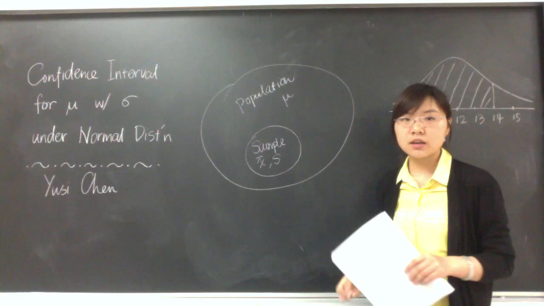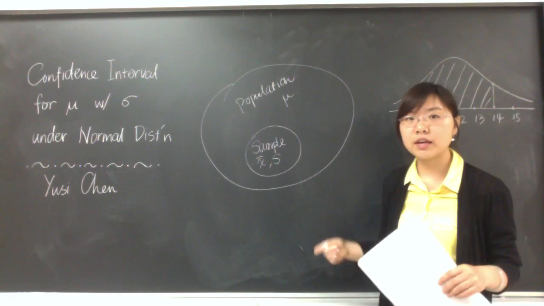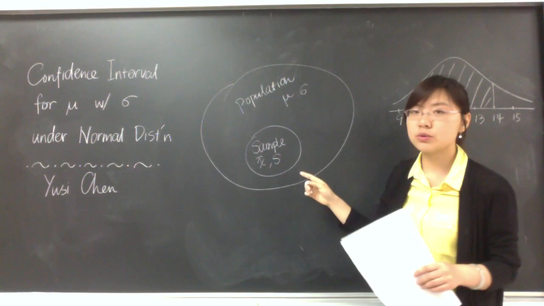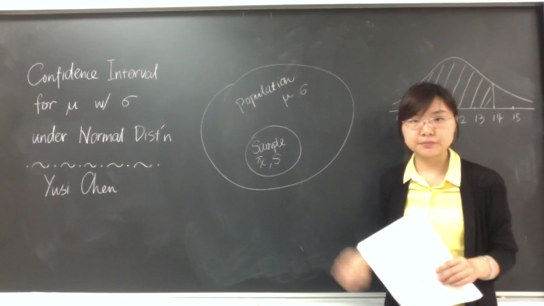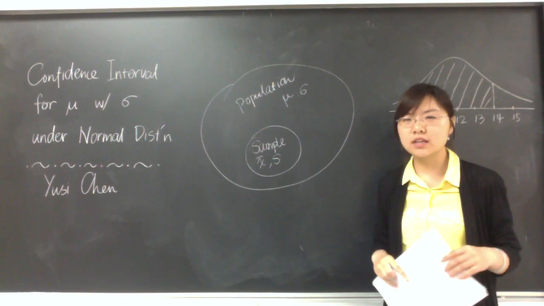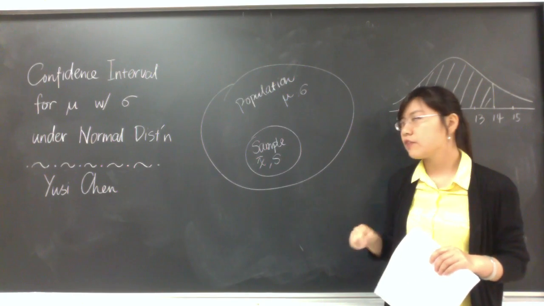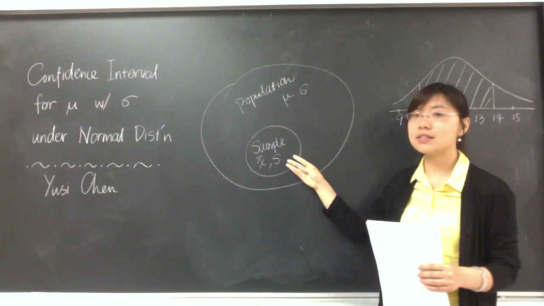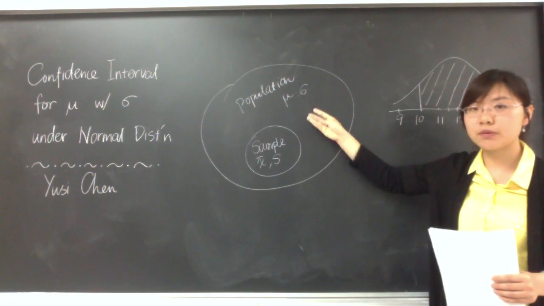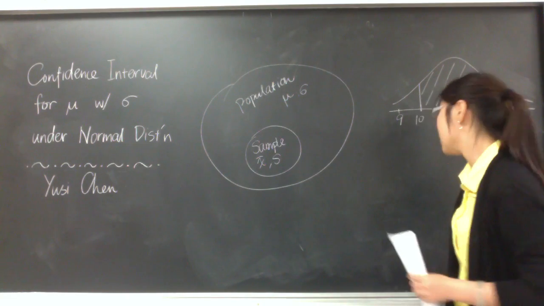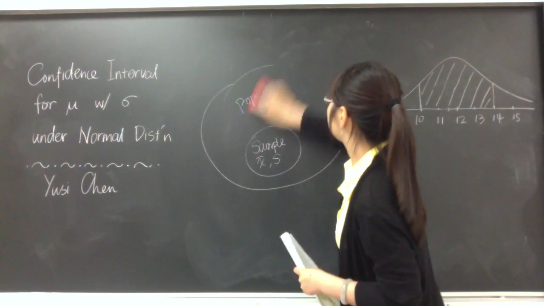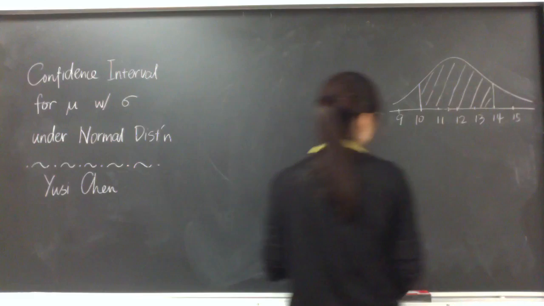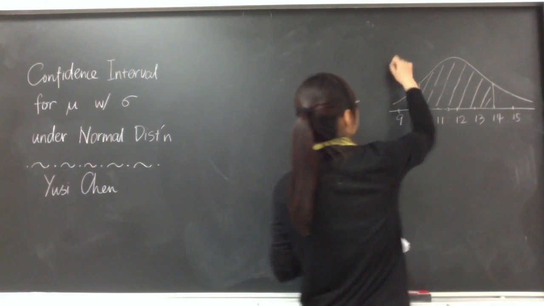In today's topic, because we're assuming that the population standard deviation is known, we're not going to use the sample standard deviation. So, what is confidence interval? A confidence interval shows how confident we are while using the sample statistics to estimate population parameters. Let's take a look at an example. So here is a 95% confidence interval.